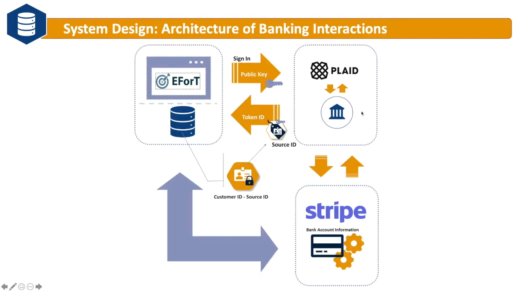Here's the architecture of banking interactions. When you sign into EFort and add a bank account, a public key is sent to Plaid. Plaid works with your bank to verify that you have inserted the correct information, and then this token is sent to Stripe to be saved in your Stripe customer. Then this token ID is sent back to EFort and is saved in our local database.